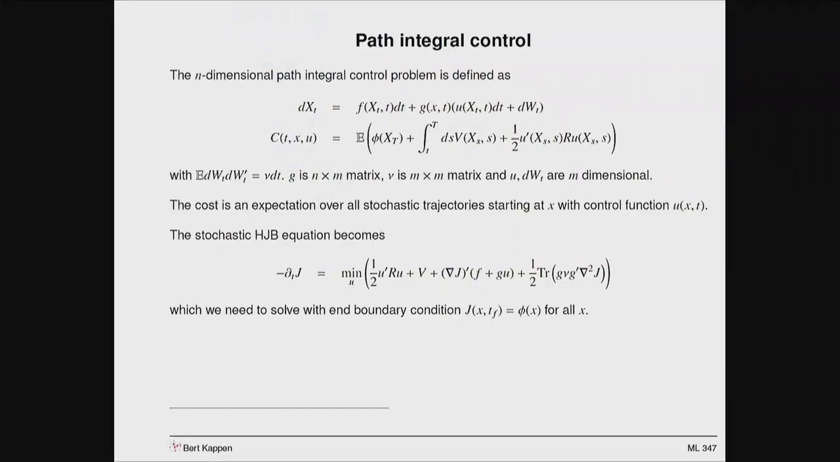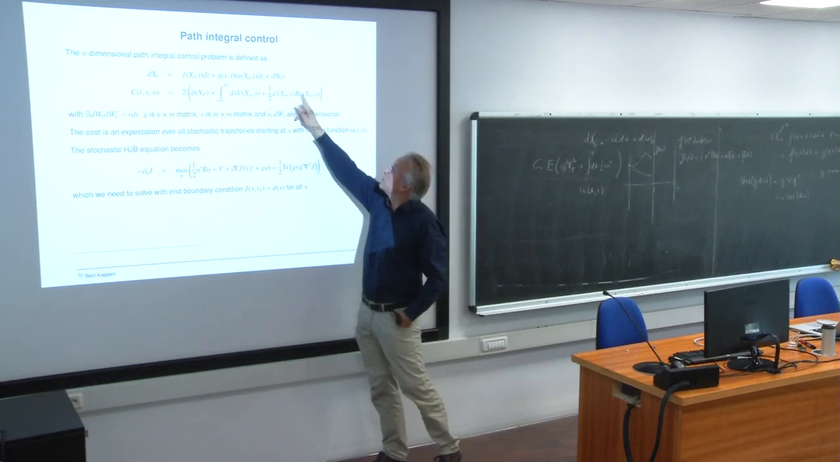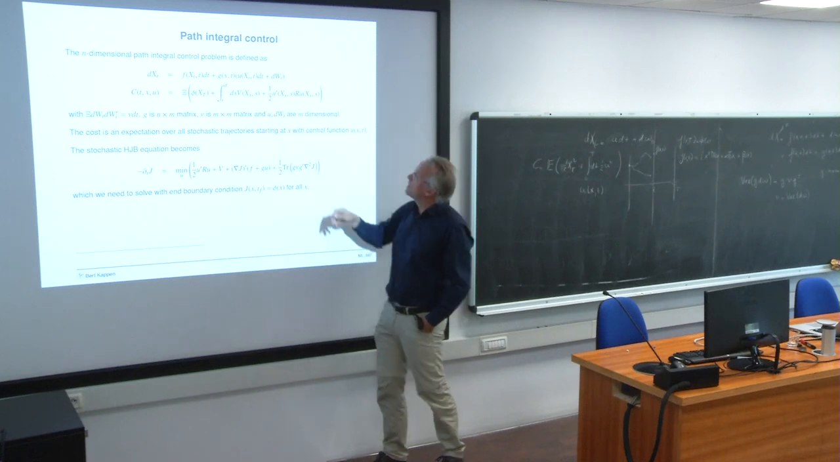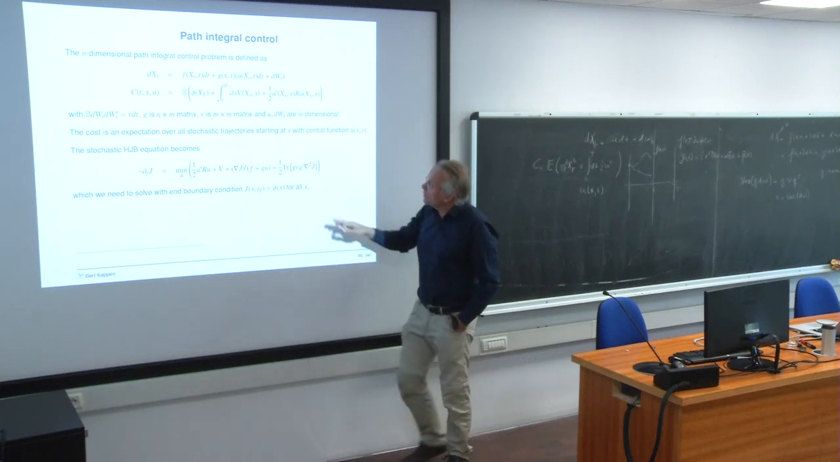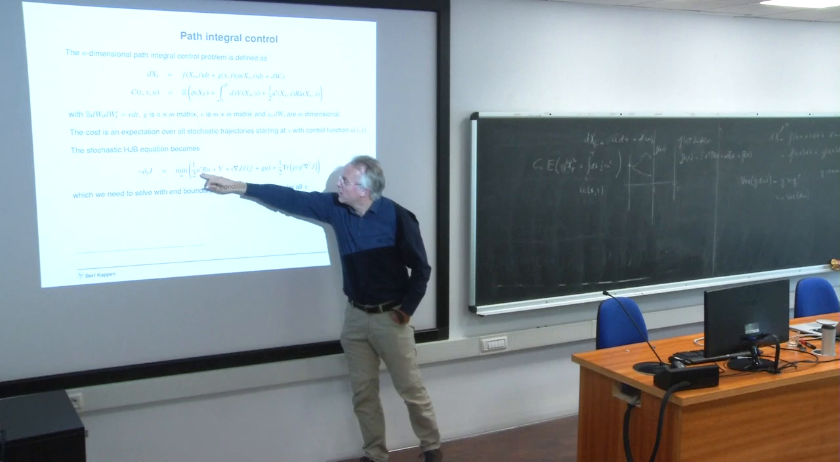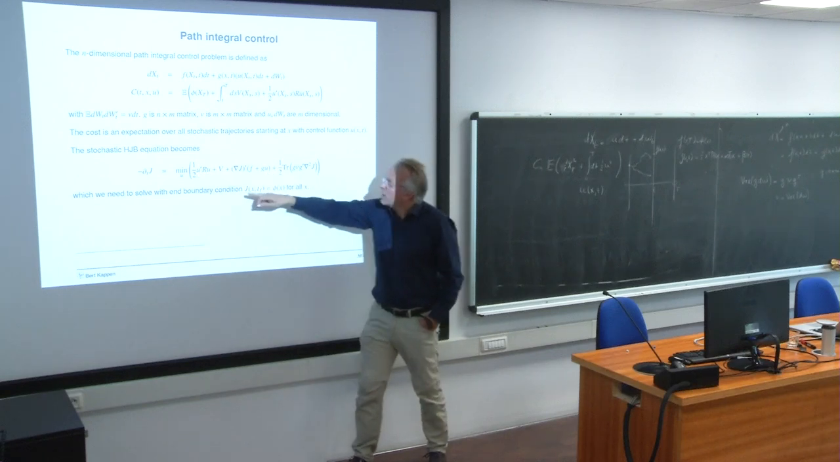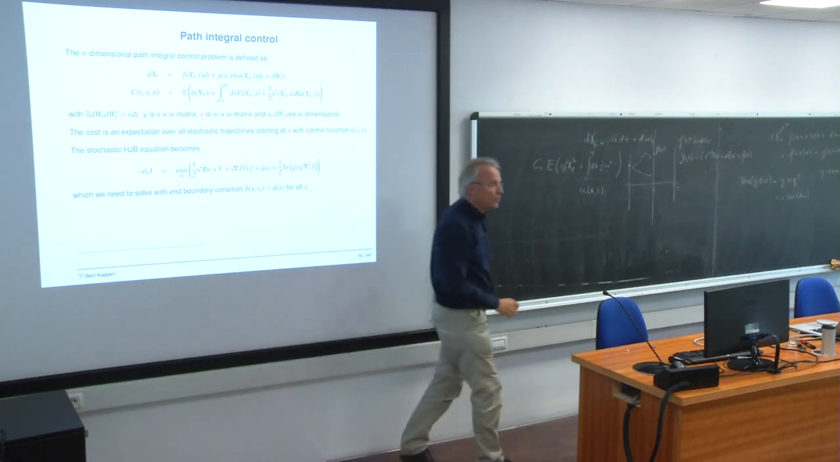Okay, so this doesn't look like much yet at the moment, so we still have to solve it with the same boundary condition. So phi is still arbitrary, v is arbitrary. This is a matrix between these m-dimensional vectors. But now we have something which is quadratic in U and linear in U, and so we can do the minimization with respect to U.